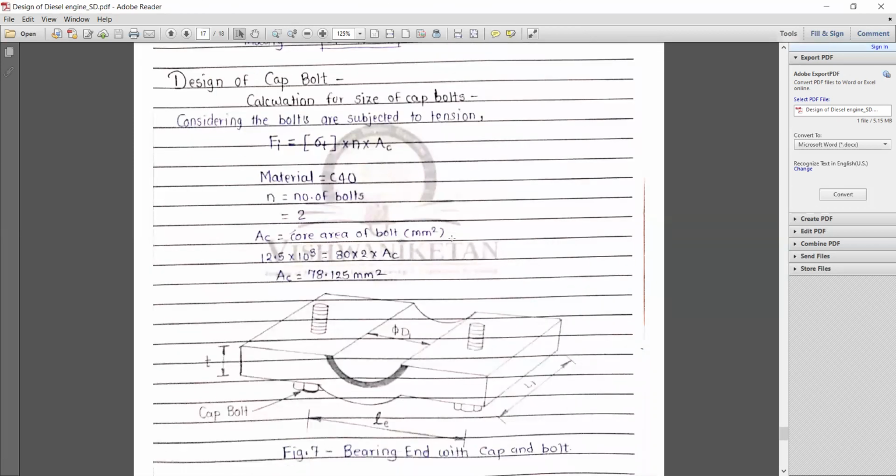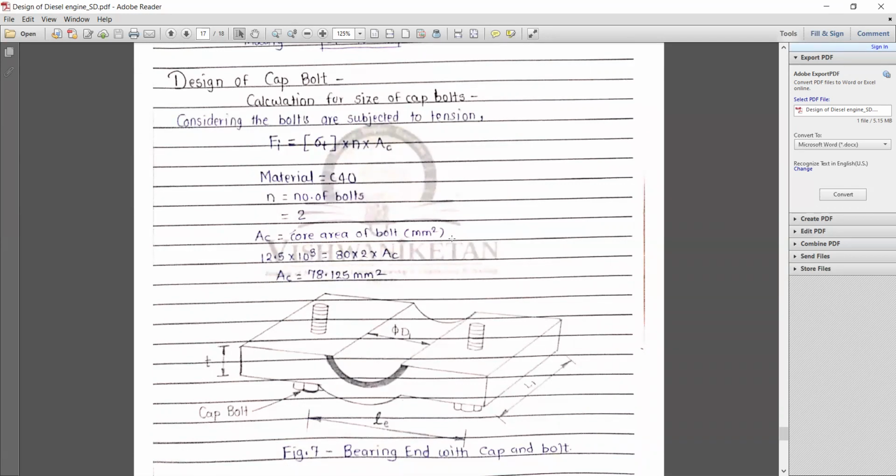Now designing the cap bolt. Now calculating the size of the cap bolts, consider the bolts are subjected to pure tension. So Fi is equal to sigma t design into n into Sc. The material we have considered is C40. n is equal to the number of bolts. We are considering initially the number of bolts as 2. Sc is the core area of the bolt in mm square.